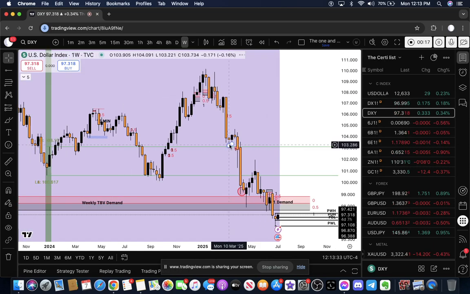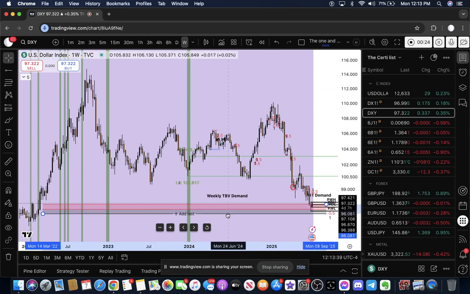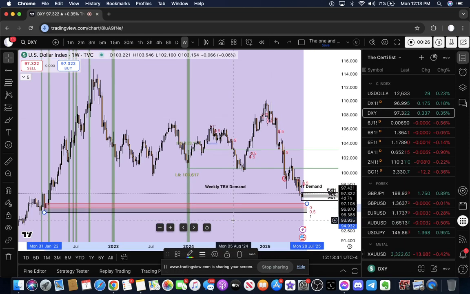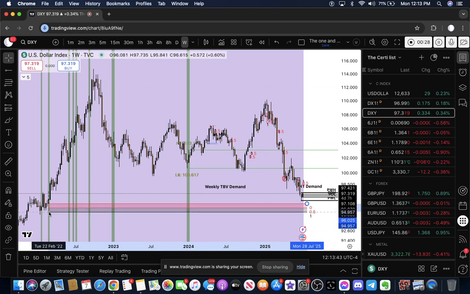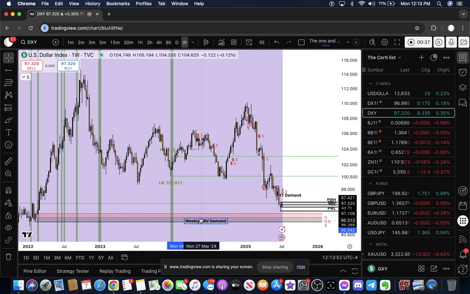DXY going into this previous week, we took out this previous weekly area of demand, right around there. I'm going to go ahead and move this area down just to this new area. I want to see what price is going to do here. But overall, I do see the DXY continuing to go to the downside. Overall, right, bearish on all time frames, obviously.